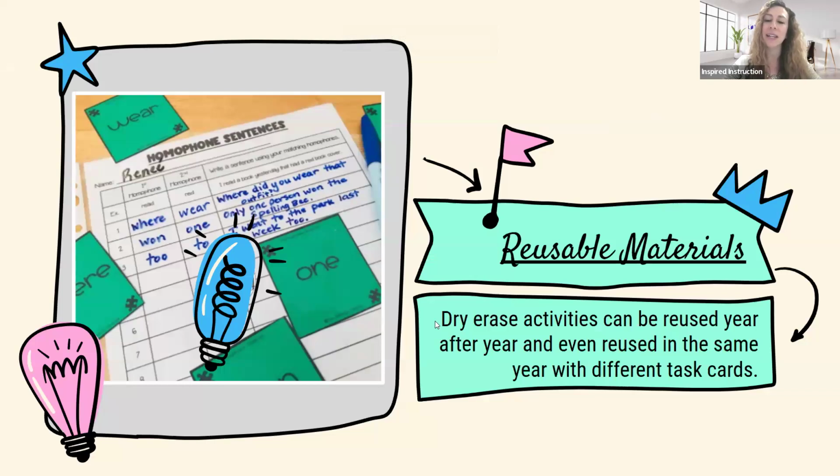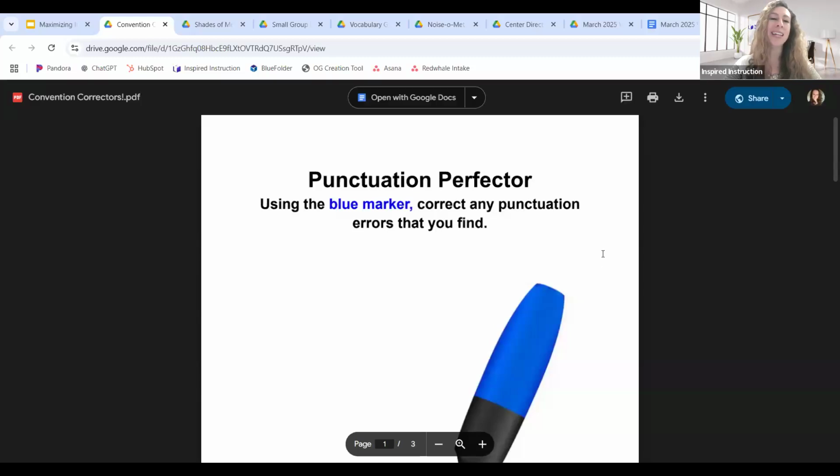So that kind of goes on to say about those reusable materials that I was mentioning earlier. Dry erase activities that can be used year after year, or even in the same year with different task cards. This one that you see here, for example, is a template, put in a page protector, and has a student using a dry erase marker. And changing these task cards can make a completely different activity. Just like this example here. So this is called convention correctors.